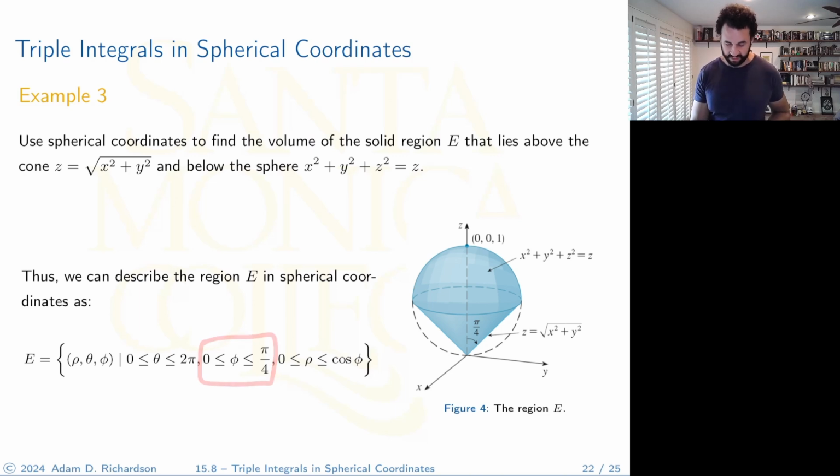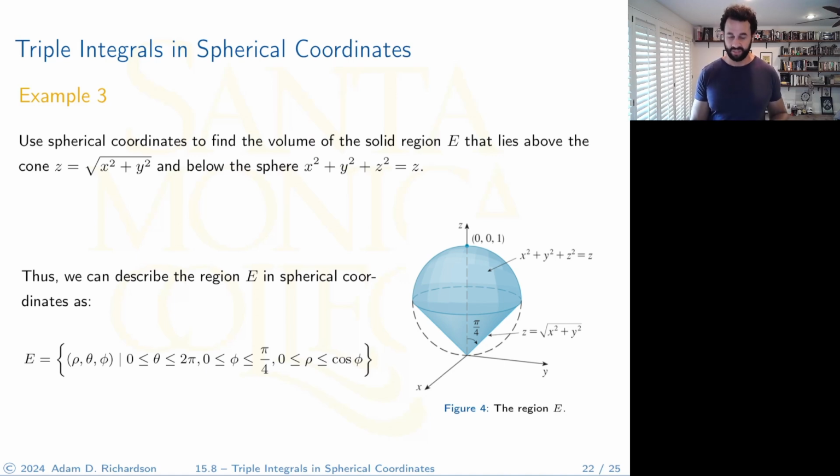Phi is going to go from 0 to pi over 4. So phi is actually going to go from here to here, to pi over 4. That's where we're getting those bounds, okay? And then rho is going to go from 0 to cosine of phi. So rho is going to shoot out like so, okay?